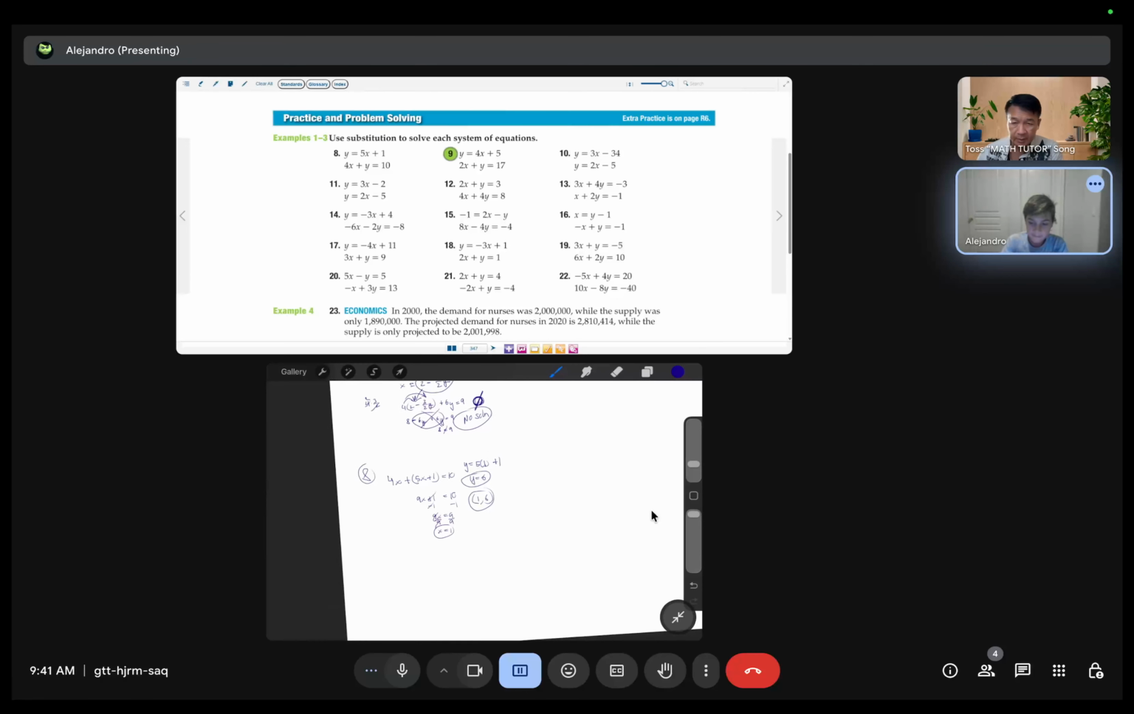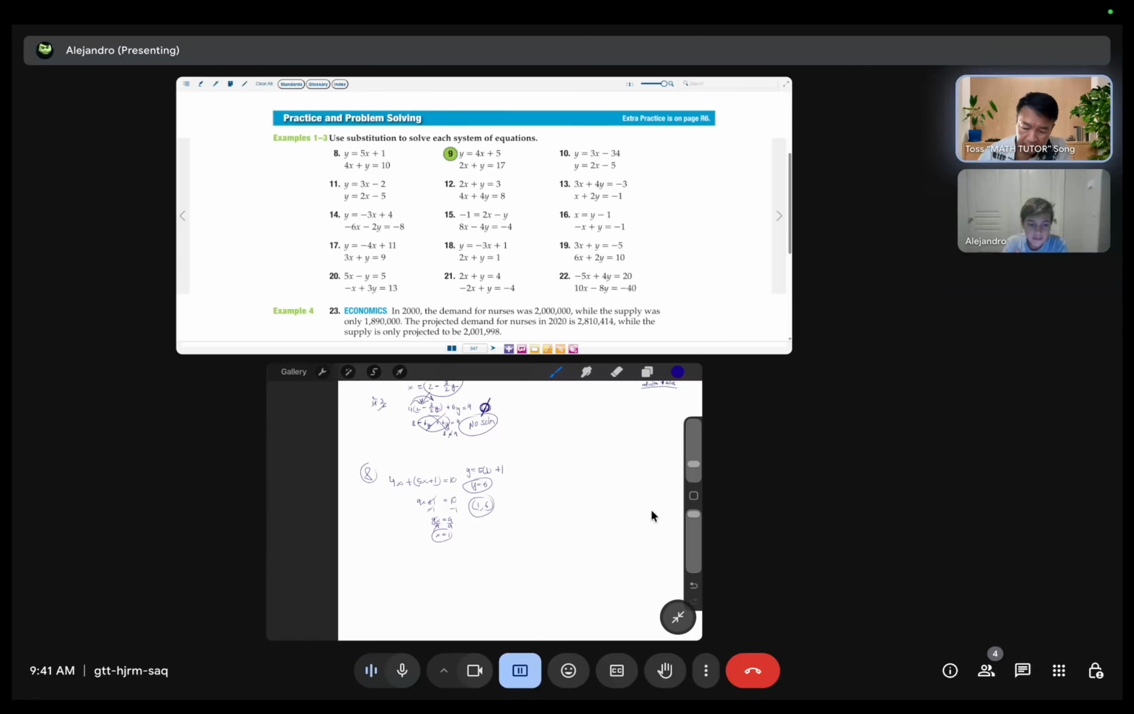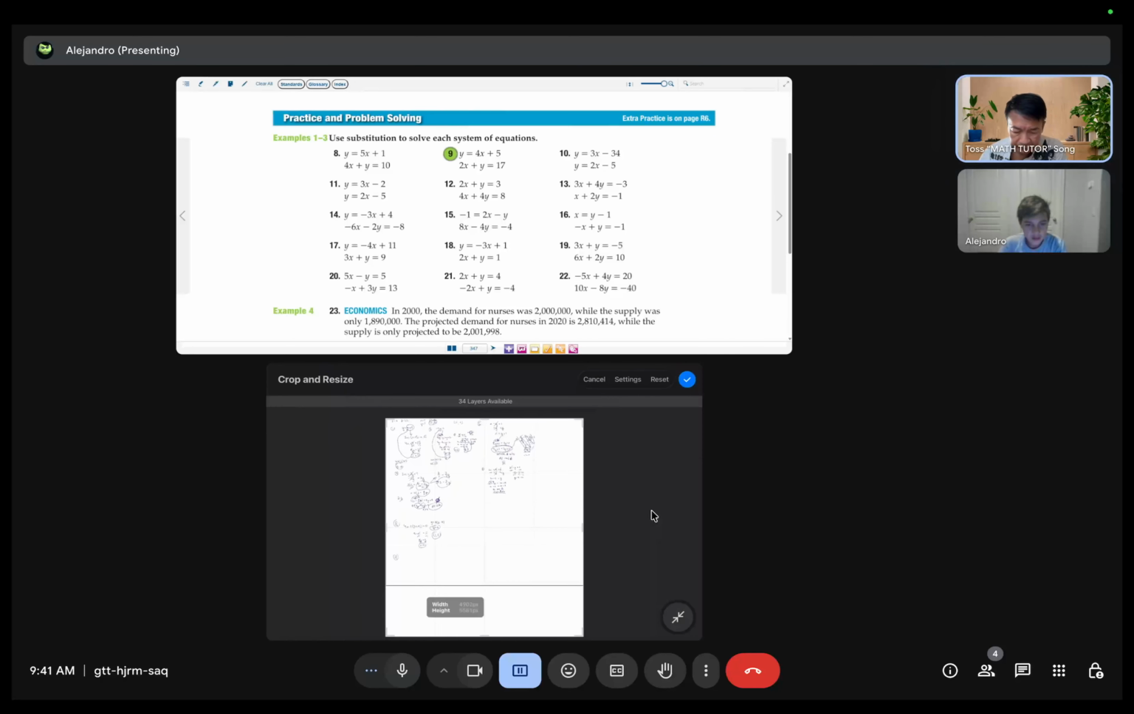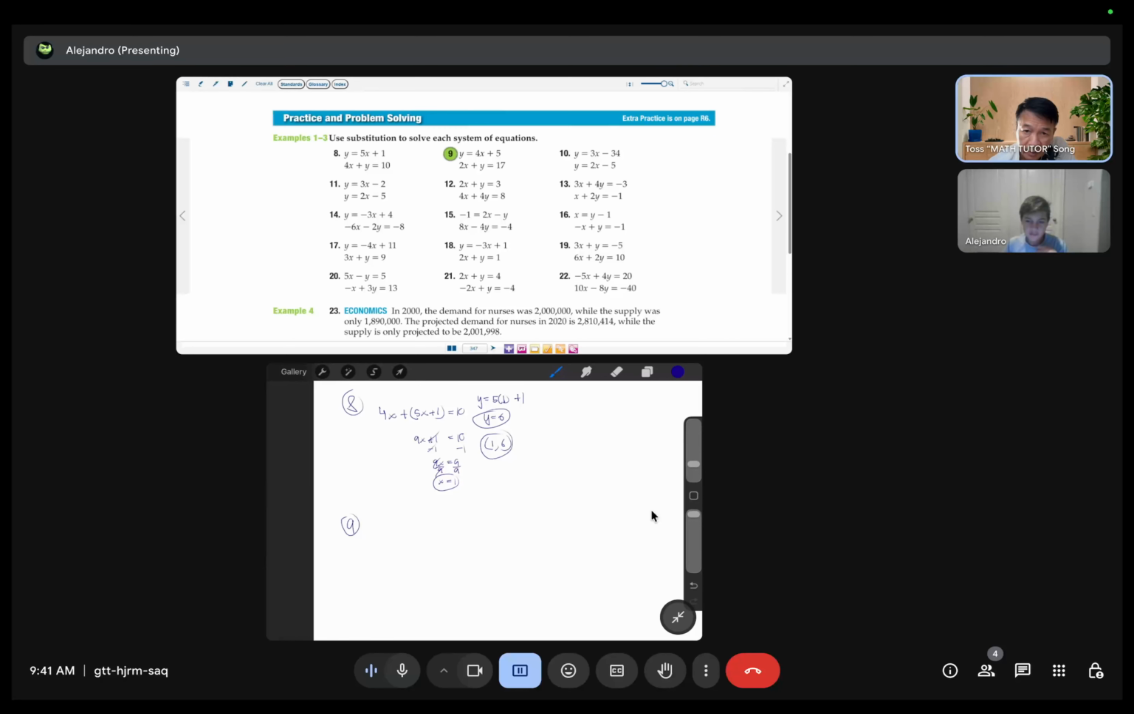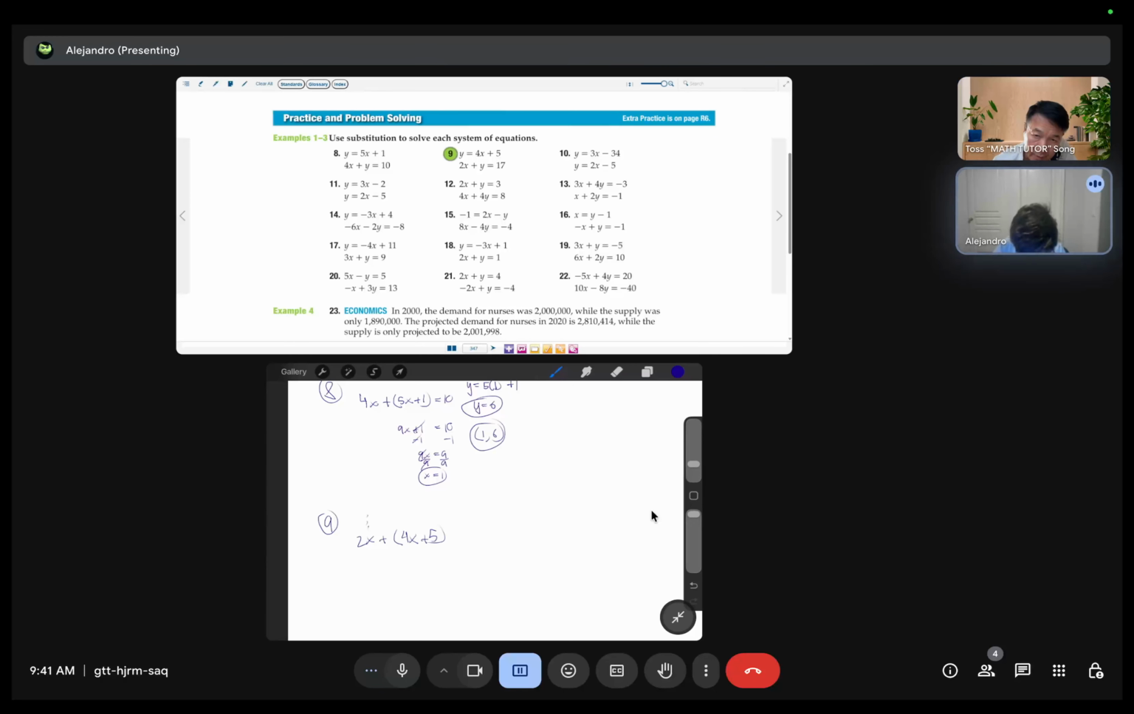Okay, continue. Number 9. I don't know why it's bold shaded in green for that number. Let's see, it might be something fancy. All right, I'm going to plug in the y into the second equation again. It's already solved, so you want to use that. So if I plug in the second equation, I'll get 2x plus 4x plus 5 equals 17.